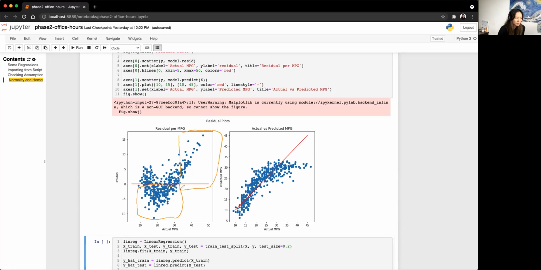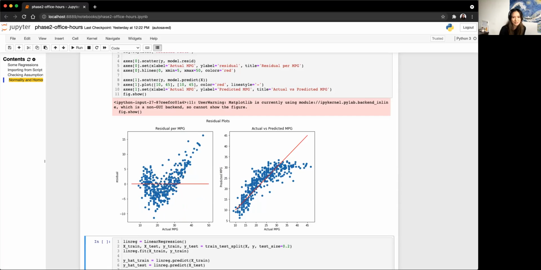Same for over here. All of these points are being over predicted because the residual is negative. And you can see that across the range of miles per gallon, there is no consistency. So from this graph, you can see that it is not homoscedastic. If it was homoscedastic, you would be seeing a residual plot that looks a lot more even across the range of miles per gallon values. Now that is homoscedastic.